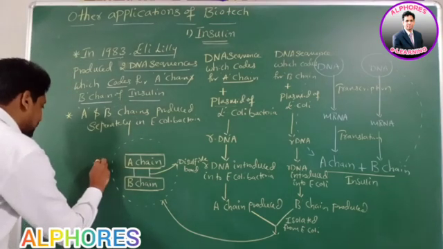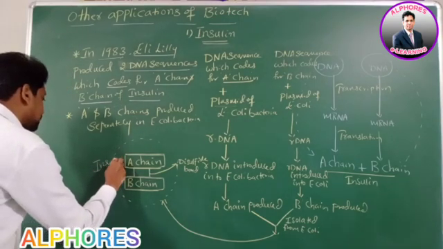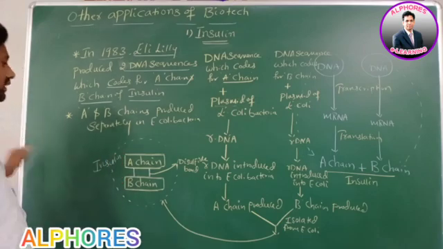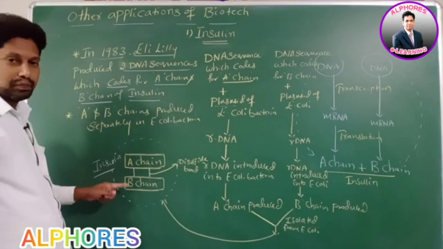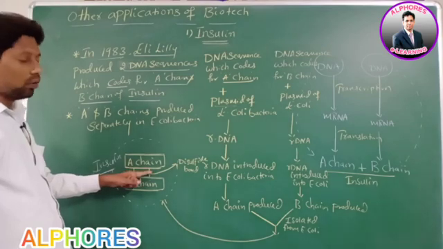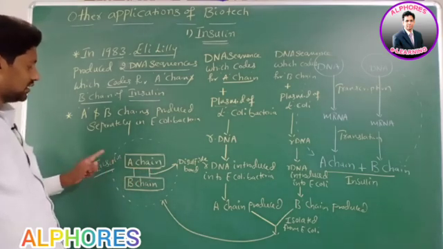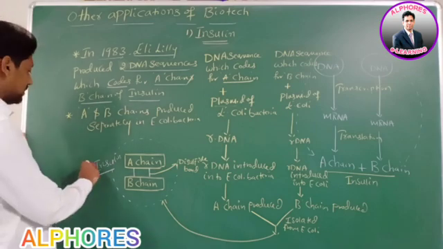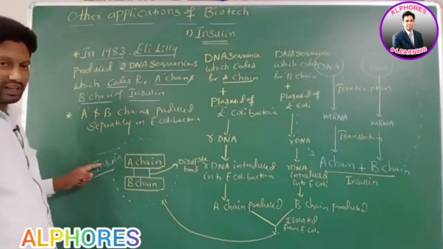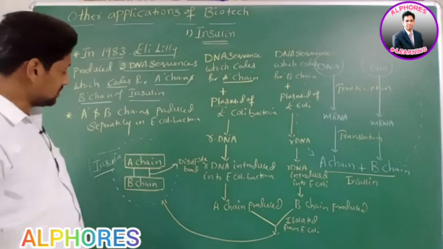Now this is called insulin. Sir, why do we call it insulin? A chain and B chain linked by two disulfide bonds is called insulin. Is this statement clear? Is it okay? Now listen to this statement.